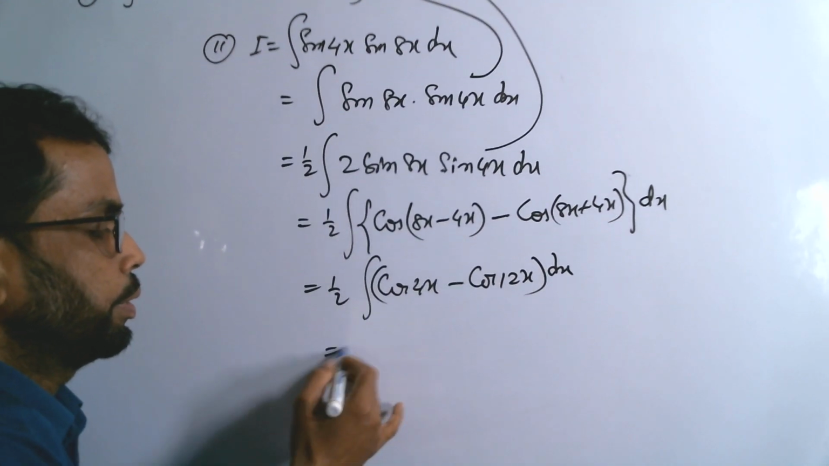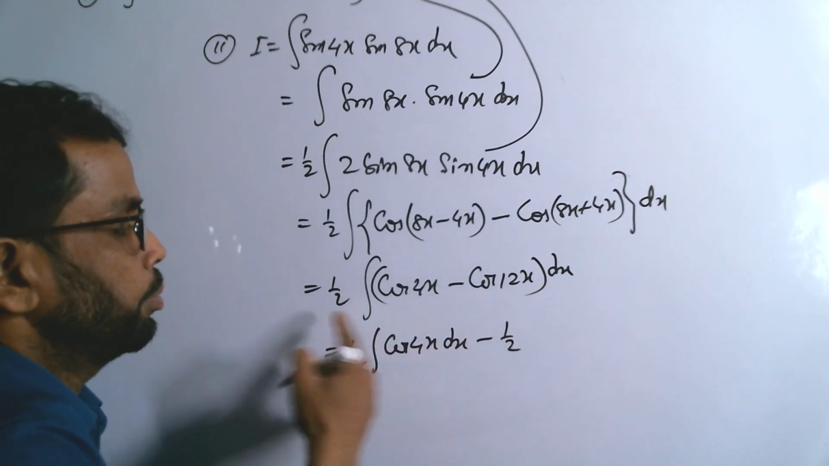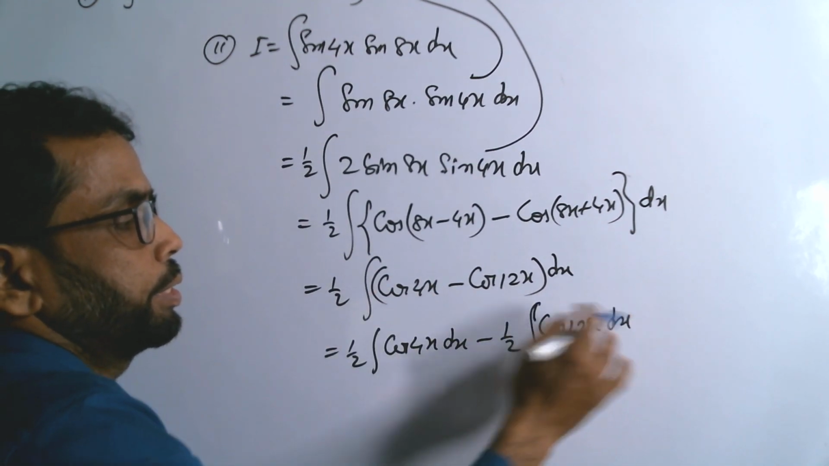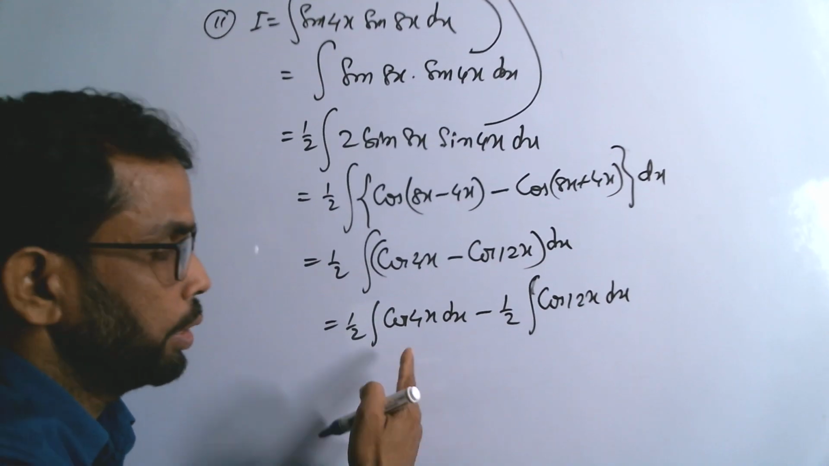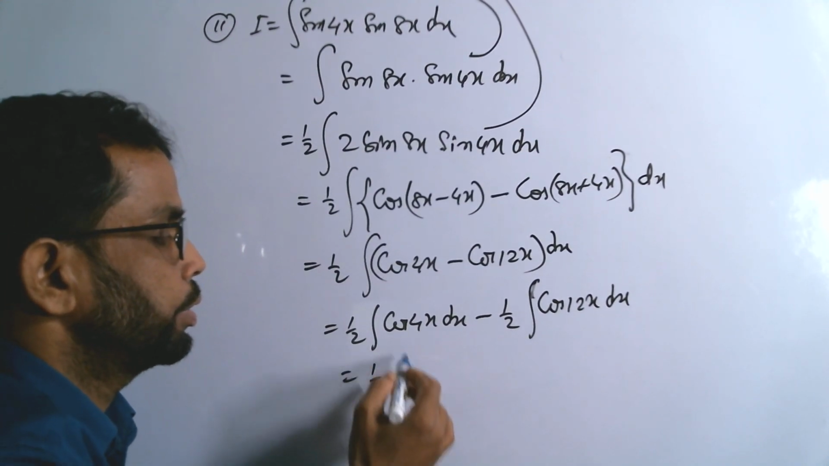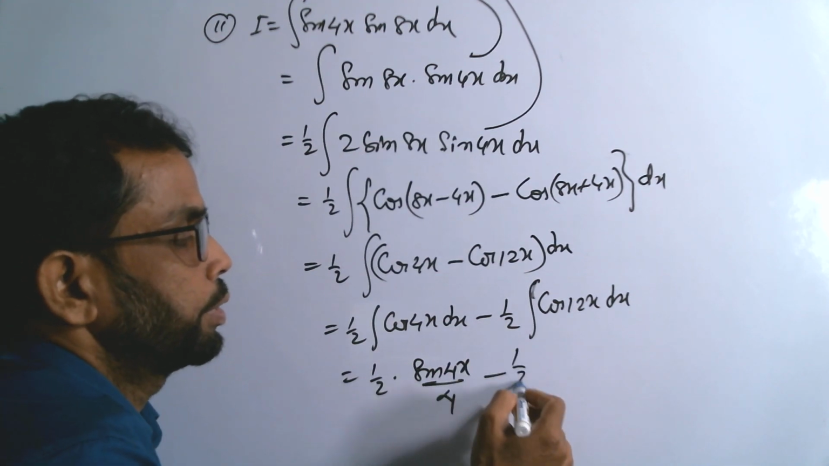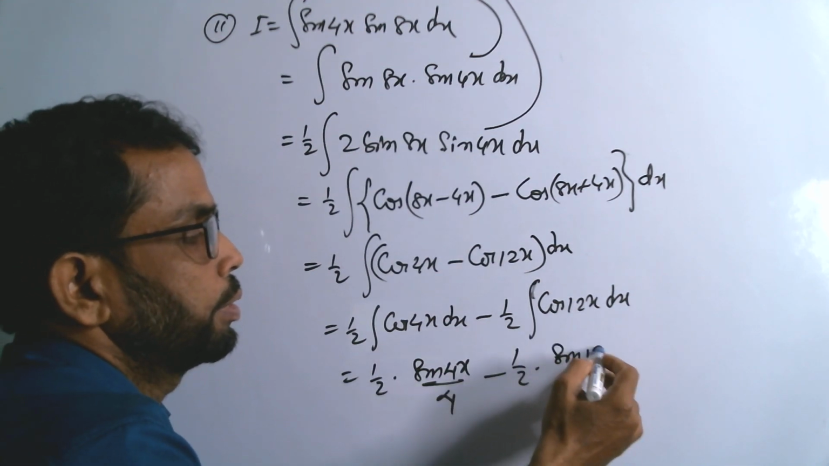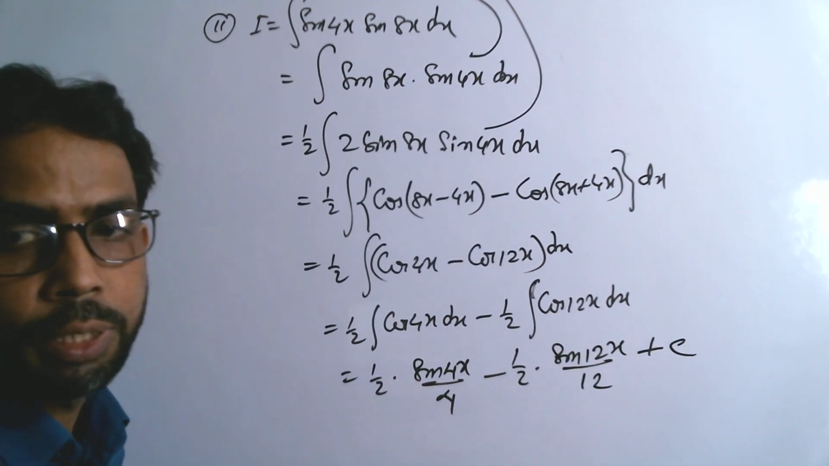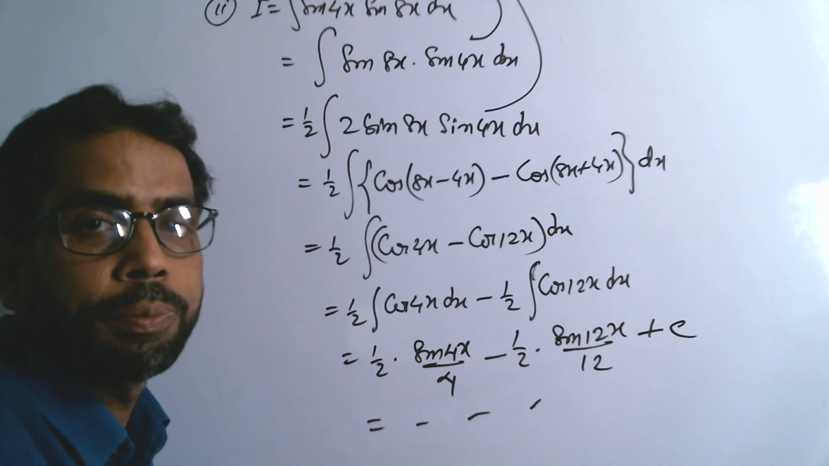Now separate. Integration of the first term, minus 1 by 2 common again, integration of cos 12x. Both the integrals are basic integration. Integration of cos is sine, divided by the coefficient of x, which is 12, plus constant. We can write one more step, simplifying the numeric part.